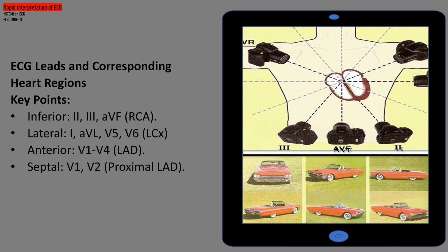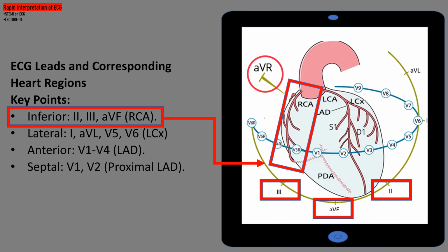The ECG leads and their corresponding heart regions. Imagine the heart as a car, and the ECG leads as security cameras placed around it. Each camera gives a different perspective, helping us pinpoint exactly where the problem is happening. Let's break it down. The inferior wall of the heart is represented by leads 2, 3, and AVF. It is supplied by the right coronary artery. Think of this as the underside of the car, monitored by cameras placed low.